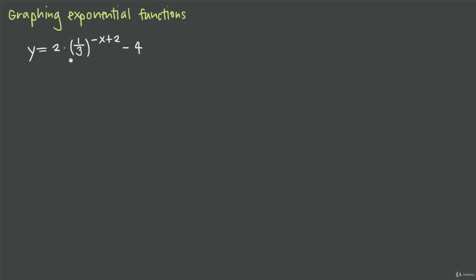First of all, we should say that the thing that really makes this an exponential function is this value right here, the 1/3 raised to the negative x plus 2 power, this part. And the reason is because that's a value raised to an exponent, so this is an exponential function. The fact that this happens to be multiplied by a constant of 2, or that we're subtracting a constant of 4, doesn't really have an effect on the fact that the meat of this right here is an exponential function.